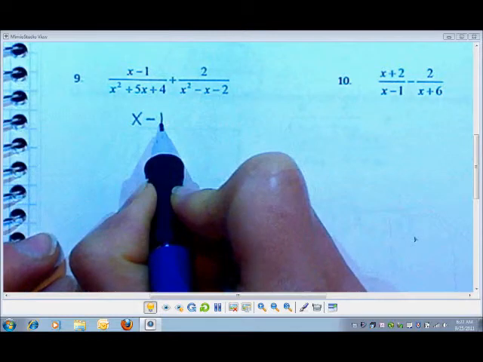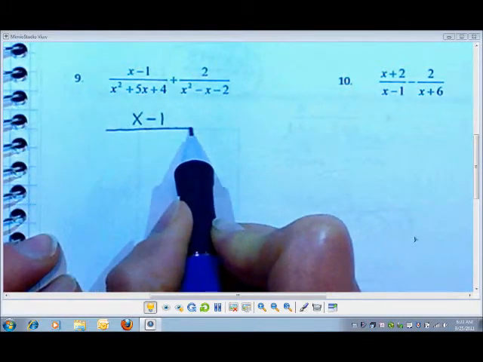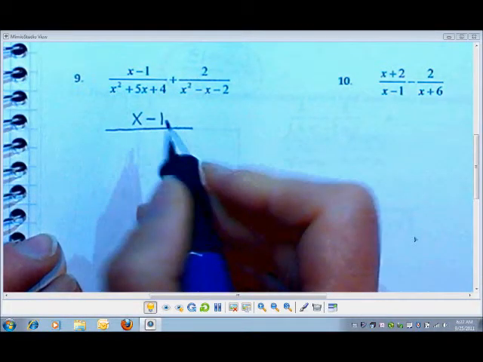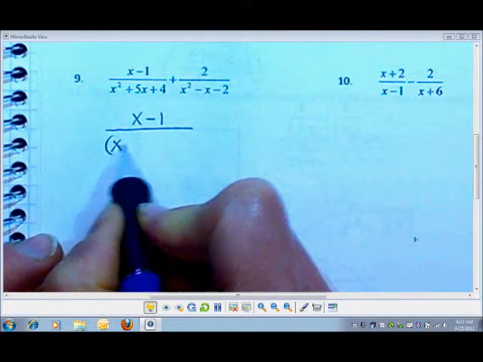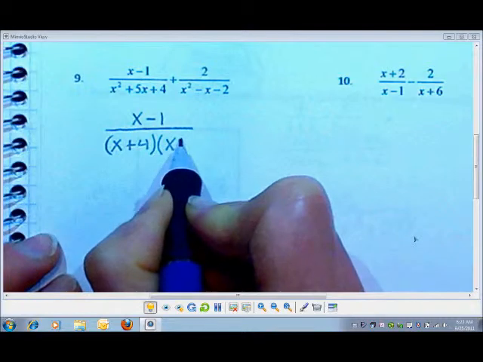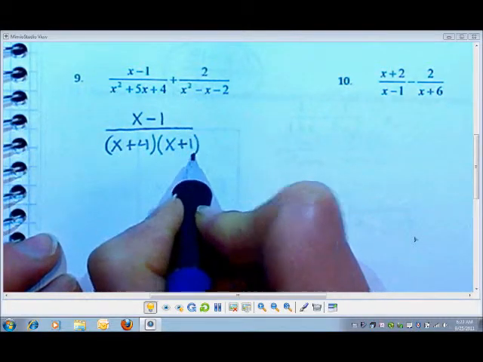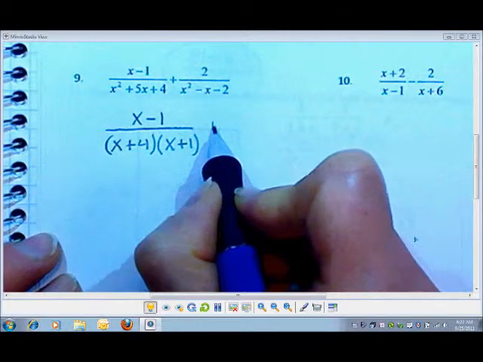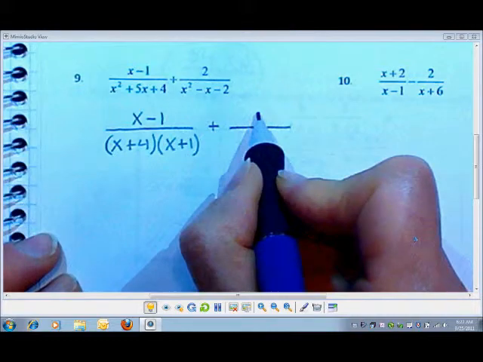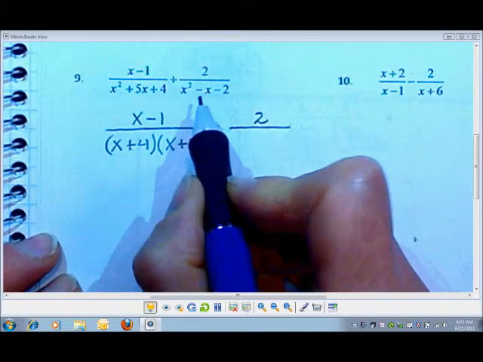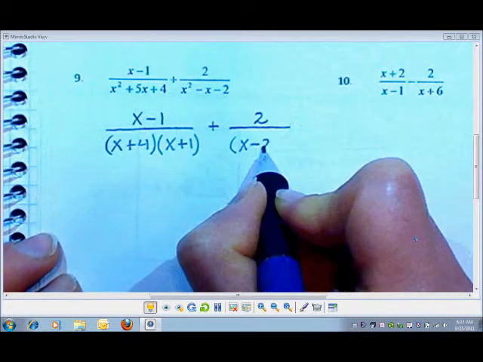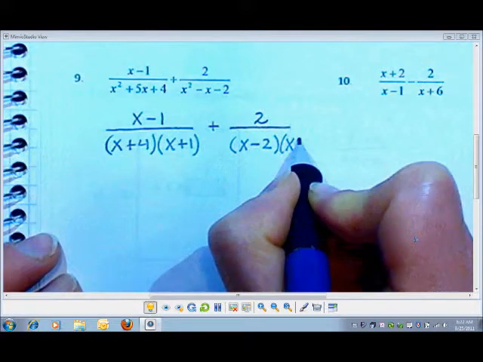So I'm just going to copy down the numerator of my first expression, and I'm going to factor my denominator. So when I factor my denominator, I get x plus 4 times x plus 1. I'm going to look at my second expression, leave my 2 alone at the top. I'm going to factor my denominator, which is x minus 2, x plus 1.